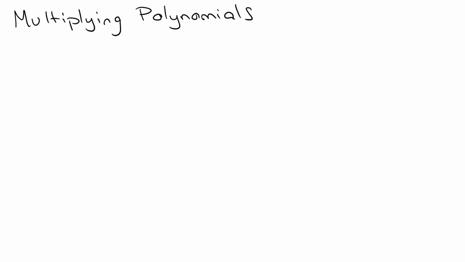So let's take a look at multiplying polynomials. Multiplying polynomials is pretty straightforward. Let's say I start with something simple, like multiplying by a constant. Let's say I had 3 times x plus 5.